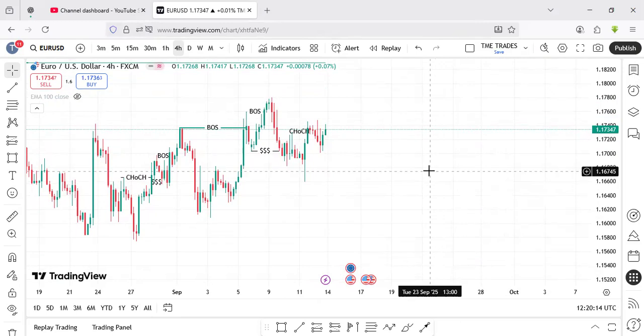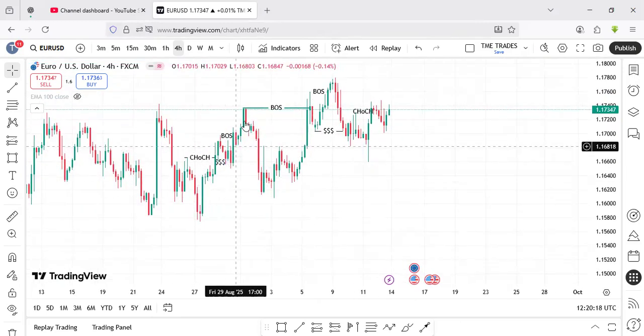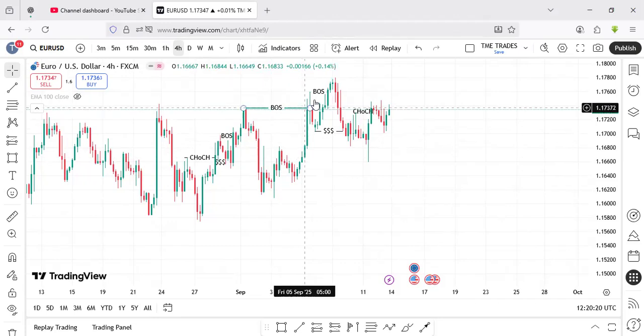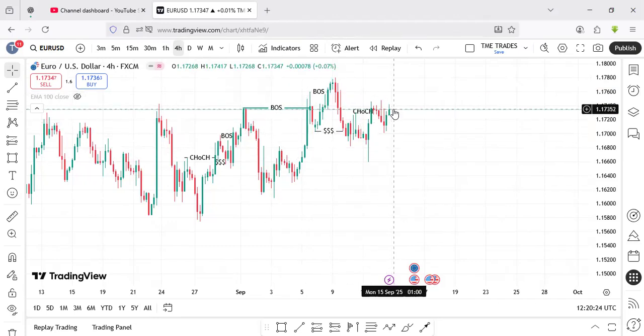So now that we have seen this, when you look at Euro USD, you will realize how Euro USD has been having deep retracements whenever a new higher high is created.